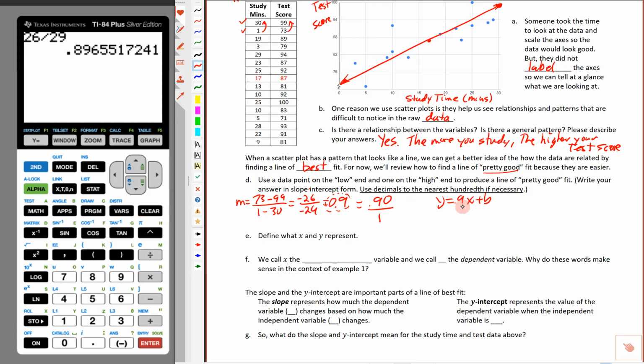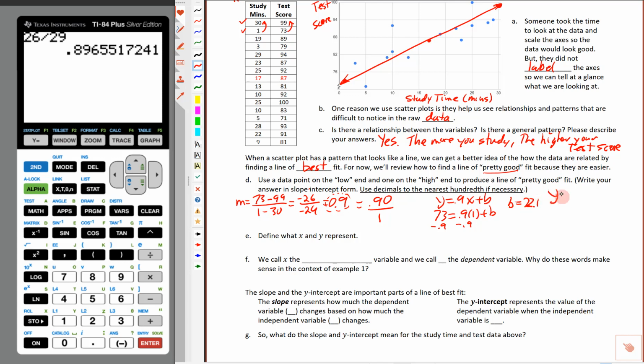It doesn't matter which of these 2 points I grab. Each one of these is an xy pair. So I'm going to do the 1 and the 73. So I get 73 right here, and then 0.9 times 1 plus b. If I solve for b, I subtract 0.9 from both sides, and I end up with, I think, 72.1. So we get b equals 72.1.